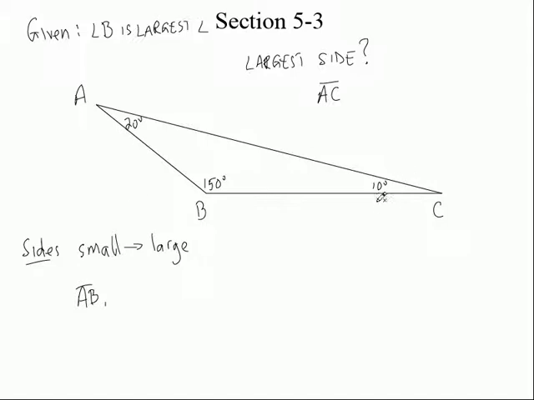Do you see that? What would the next one be? BC would be the next one because it's opposite the middle angle, right? Because we go 10, 20, then 150. And then what's the largest one? AC would be the largest because it's opposite the largest angle. Pretty easy stuff, isn't it? Would you agree? Yep.